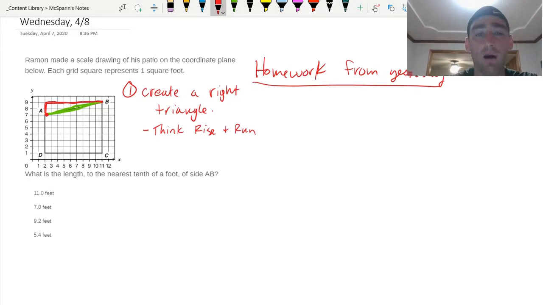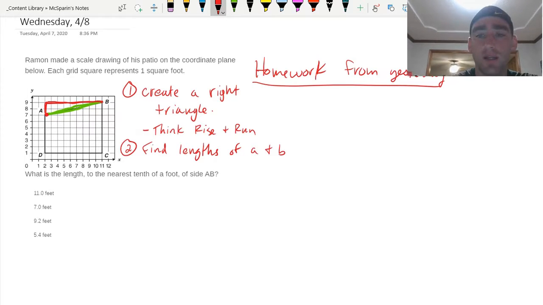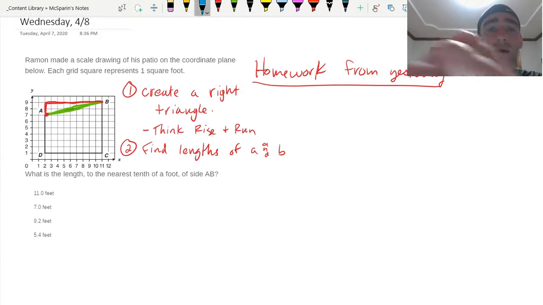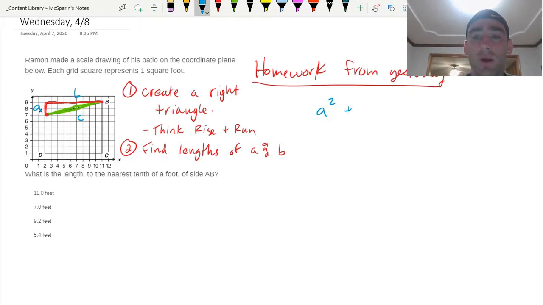All right, now, once I've created my right triangle, the second thing is find lengths of A and B. You guys might think I'm saying plus A and B. So remember that I've got the Pythagorean theorem here, okay? So really I'm looking for A squared plus B squared equals C squared. So let's write that out. A squared plus B squared equals C squared.